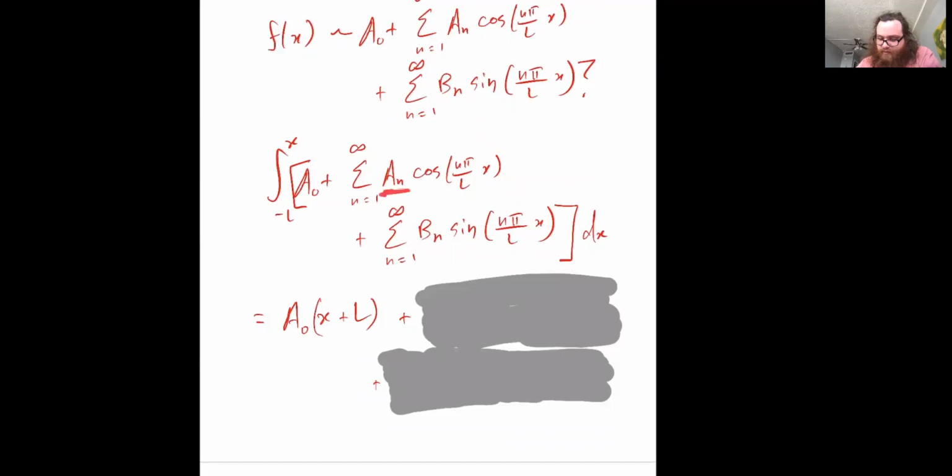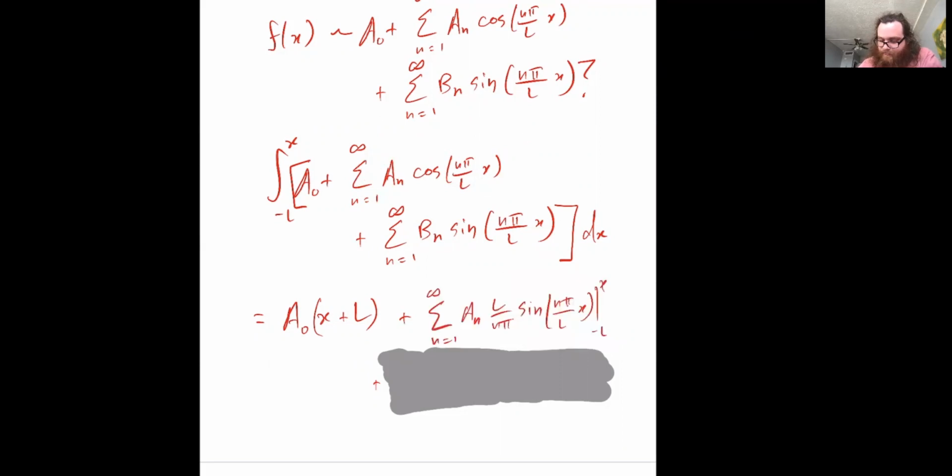Here, a sub n is a constant, so it's not affected by the integral. Integral of cosine of n pi over L x: cosine goes up to positive sine once we integrate that. Otherwise, we need to bring this out and take 1 over it. So the integral of these pieces is going to be a sub n times L over n pi sine of n pi over L times x. Keep in mind that here we have a definite integral, so we also have bounds we need to evaluate these integrals between.